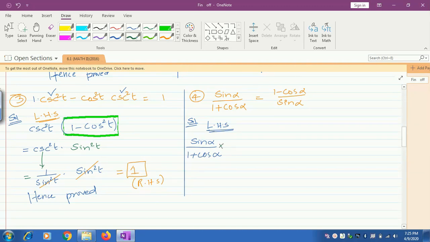What is the conjugate here? 1 plus is there, therefore I have to multiply by 1 minus cosine alpha over 1 minus cosine alpha. If it is plus, therefore you have to write minus. If it is minus, you have to multiply with the 1 plus. Just multiply the conjugate of the denominator alone. So after multiplying, what will we get?